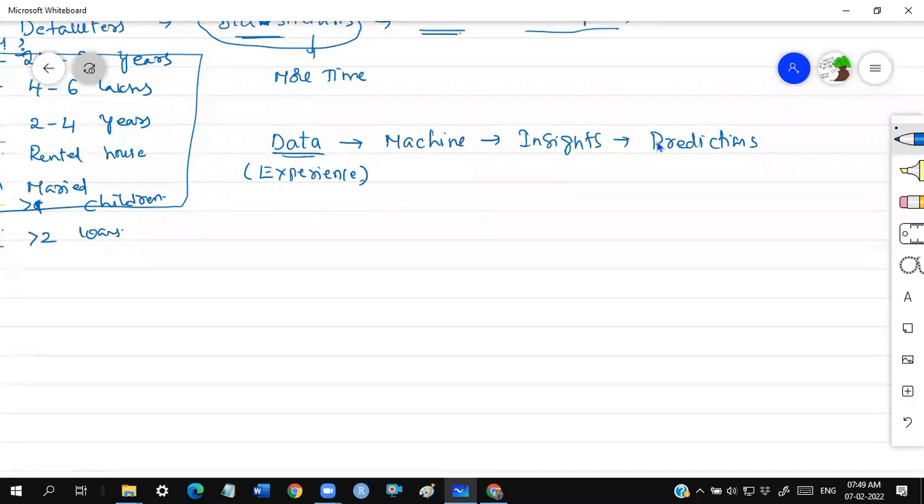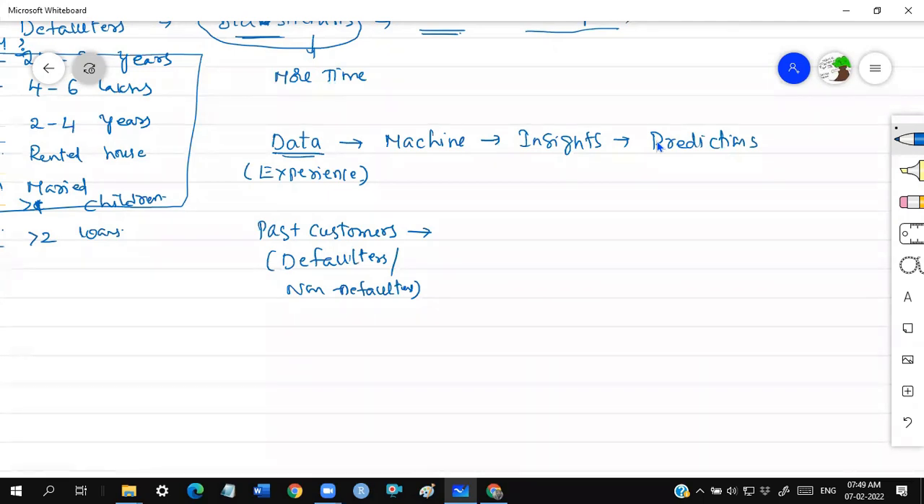Simple. Give me your past customers data, whatever is there. Tell me who are the defaulters and who are the non-defaulters. You can talk about so many areas, guys. Don't think that this is used only for banking. You can use it almost everywhere. Anywhere there is data, you can use this machine learning concept.